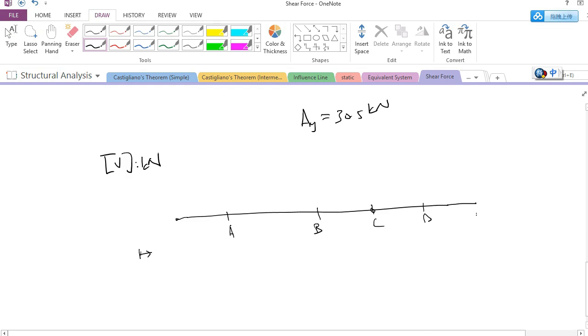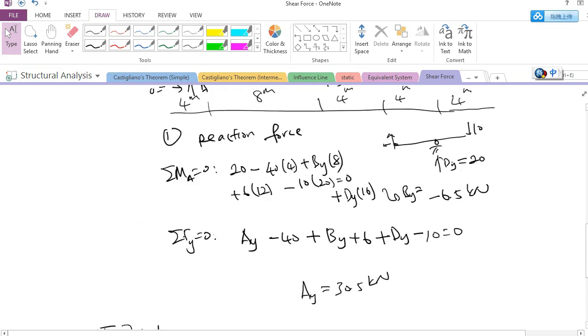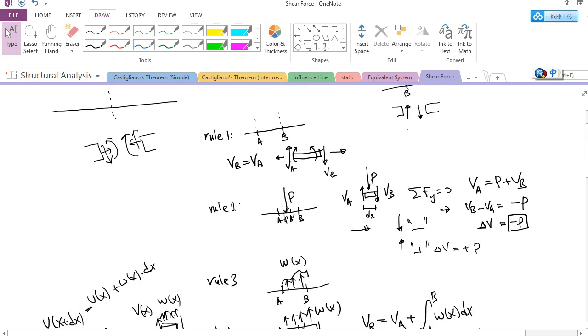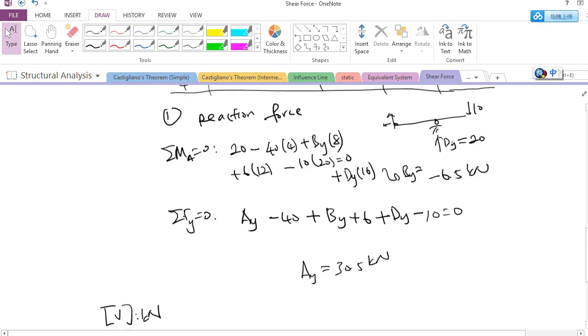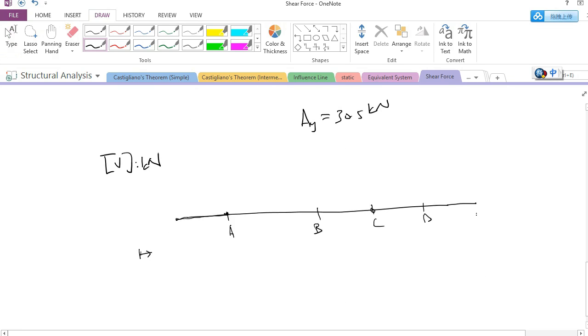Because at this point we do not have any shear force, the shear force is 0 up to point A, based on rule number 1. Remember that in rule number 1, if there is no transverse loading, then the shear force at point A will be equal to the shear force at point B. Because the shear force at the beginning here is 0, at any point it will not change. So up to point A is 0.